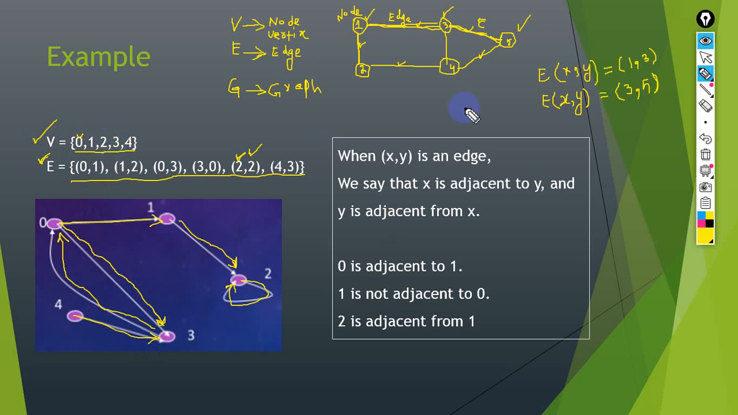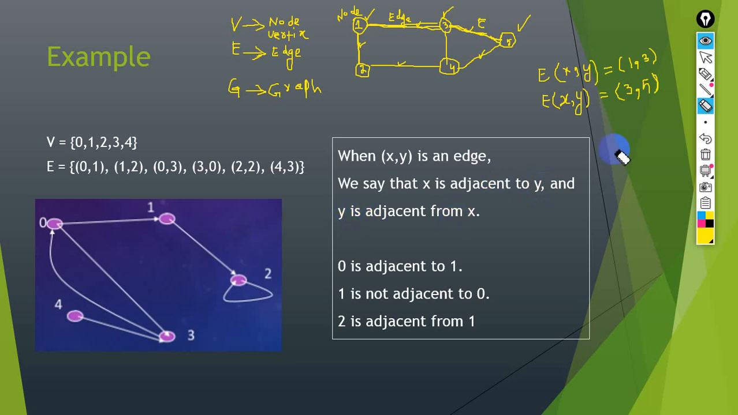Okay, so now how will we pronounce these? Something else can be said here: when x y is an edge, we say that x is adjacent to y and y is adjacent from x. So now what does it mean? Let me explain this. If x y is an edge, we say that x is adjacent to y and y is adjacent from x.